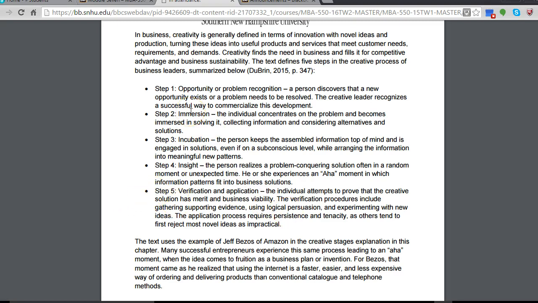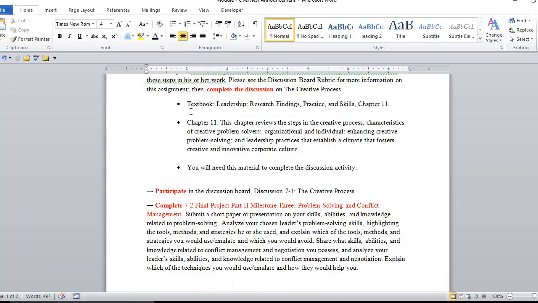And so I want you to closely use these steps in your discussion in the discussion boards and in your analysis of your leader, in much the same way that Dubrin presents his analysis of Jeff Bezos, to analyze the actual actions that your leader has taken and whether or not they conform with this stepwise process.